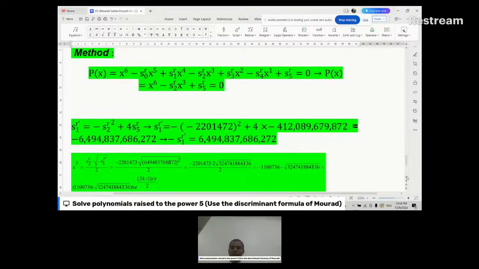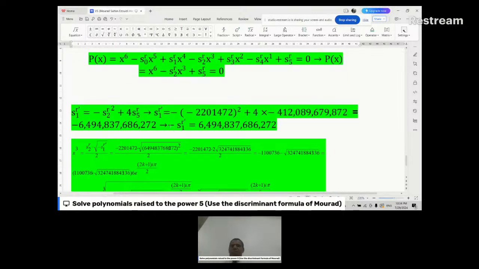Here, learners, suppose x equals a3 s squared minus s2, with x cubed, so put u equal x raised to the power 3. Your discriminant formula will be negative combination of s2 of order r, raised to the power 2, plus 4 times s5. I just replace here the value.